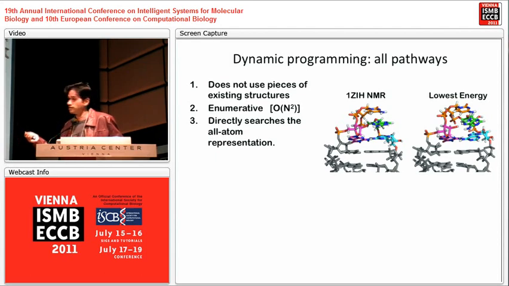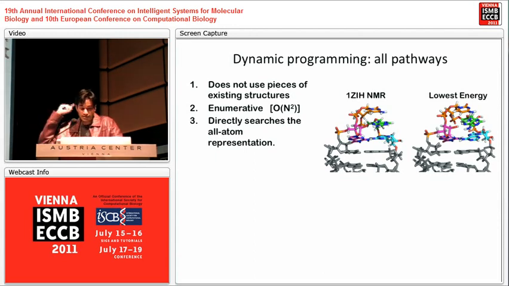We haven't used any existing structures from the database. The calculation is fully enumerative, and it's guaranteed to give the global minimum. And if I repeat the calculation tomorrow, I'll get the same answer as I do today. It's deterministic as well. And finally, we've never at any point had to go through a stage where we coarse-grain the potential between two bases or have to use a reduced or 2D representation.